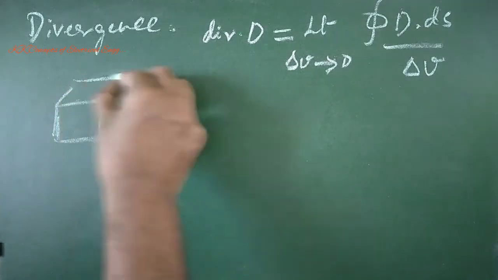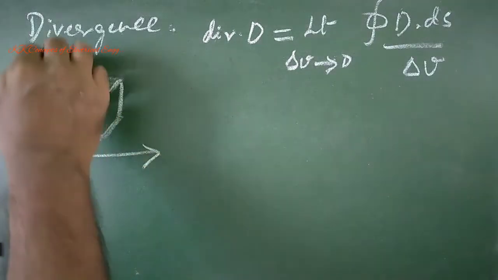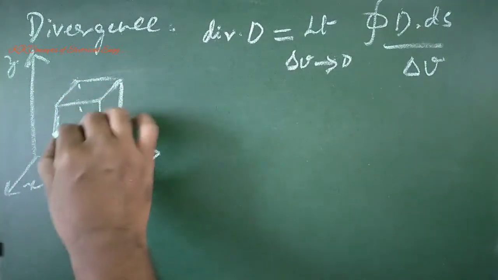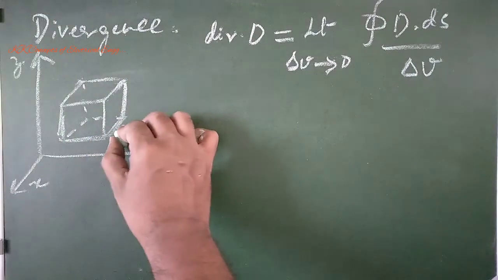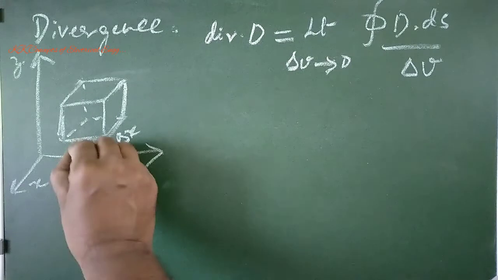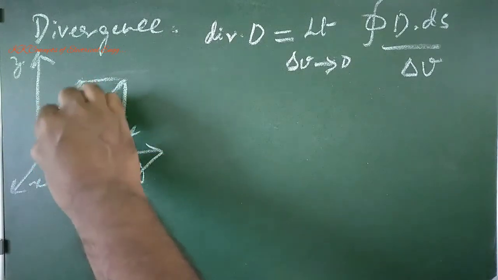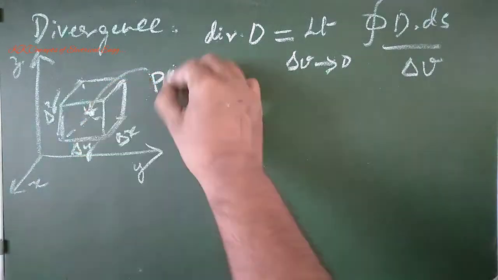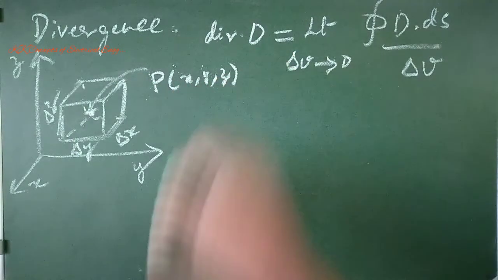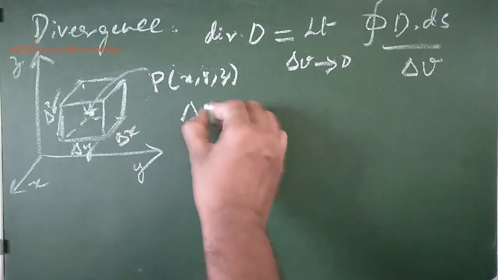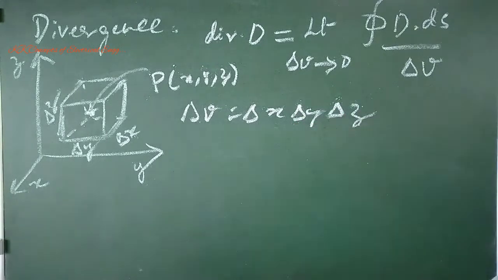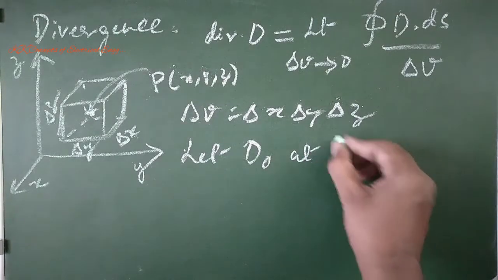a box in an electric field, with sides delta x along the x-axis, delta y along the y-axis and delta z along the z-axis. The center of this box is P(x, y, z). Then the volume delta v is given by delta x delta y delta z. Now let D naught be the value of flux density at P.